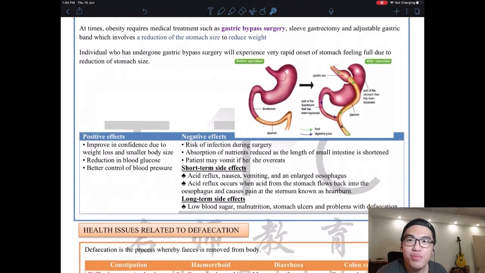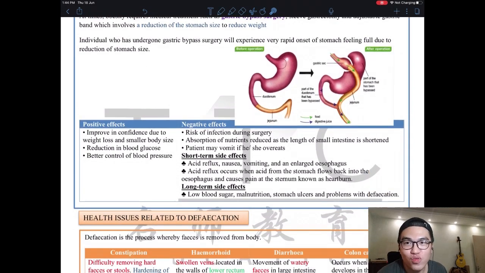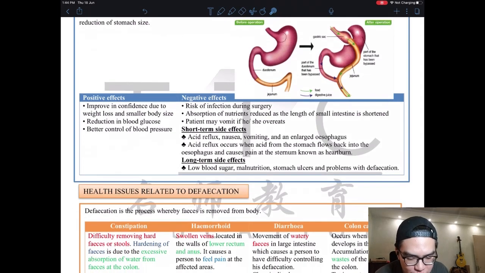So for me this is like a band-aid over a gunshot wound. It doesn't fix your binge problem. If you have a binging habit, you need to tackle the problem itself, not this. Not any diet pills or whatever. You need to control your eating. Simply said. All right, so positive effects: improved confidence. We are so obsessed with that. Oh, this is how you should look. We are so brainwashed nowadays by all these advertisements and whatever. Reduction in blood glucose, better control of blood pressure. This is some sort of last resort thing.